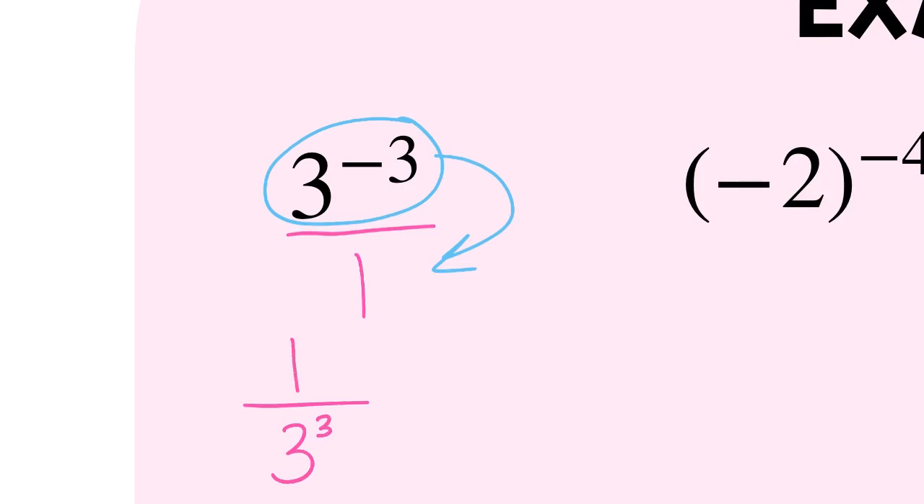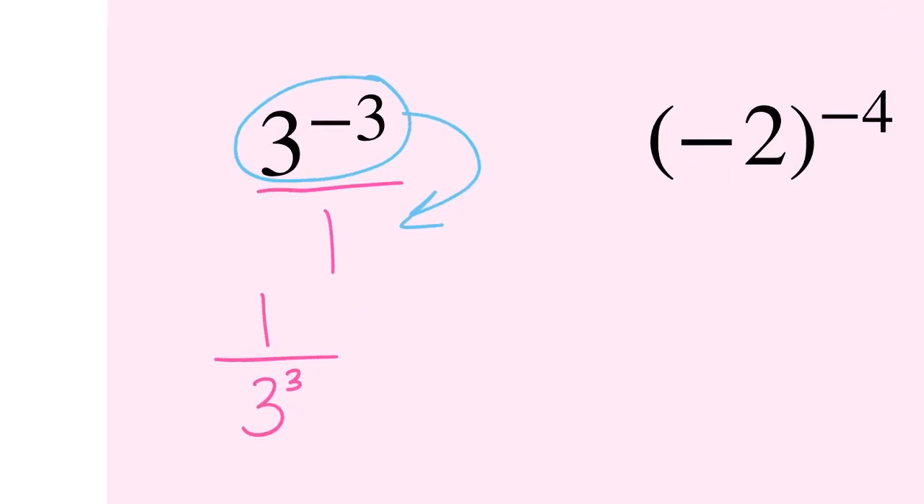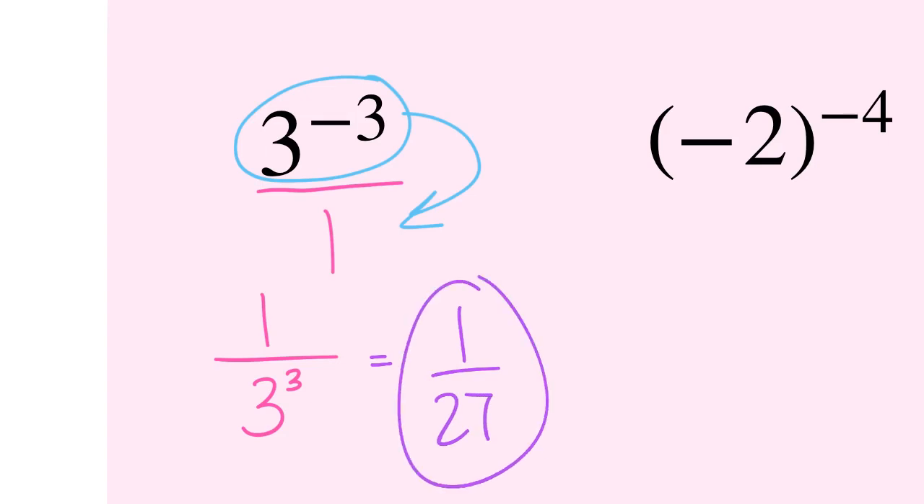On the top, I would just have a 1 left over because technically there is a 1 in front of that. So that would just be a 1 left over. Okay, so this is what it would turn into, but we do actually want to evaluate this 3 to the third. 3 to the third is 27. So we're going to write this as 1 over 27.